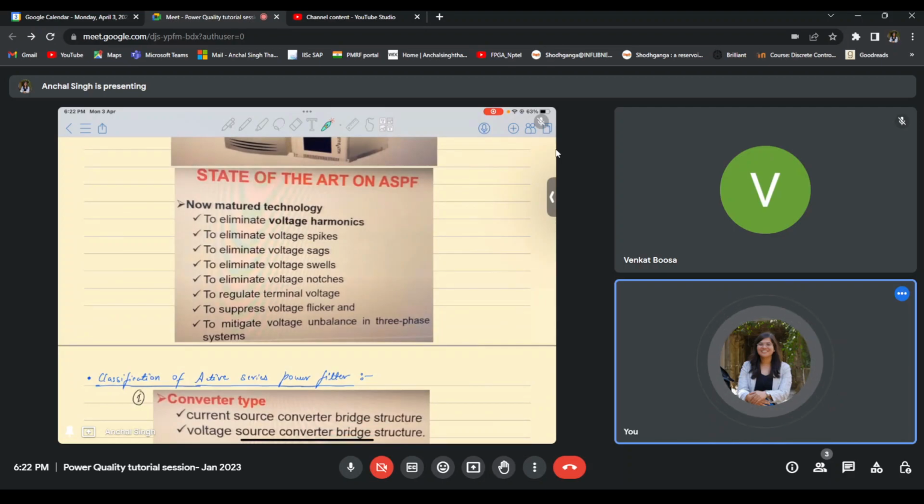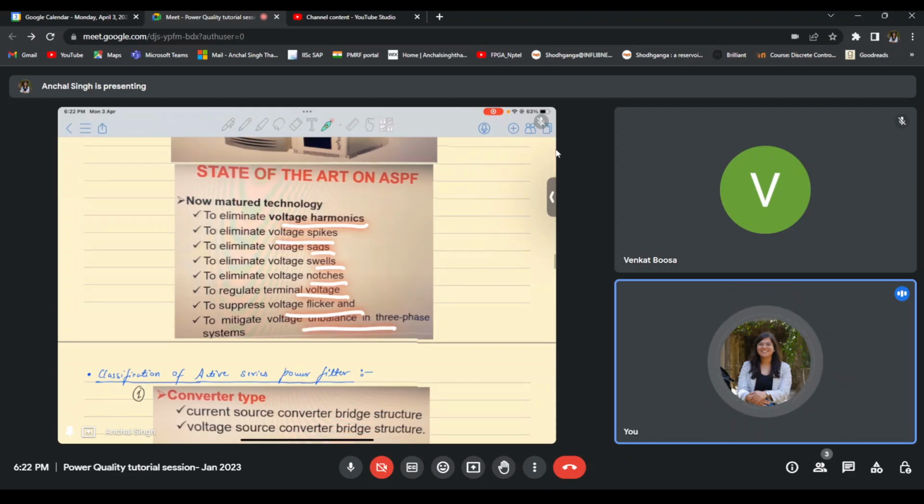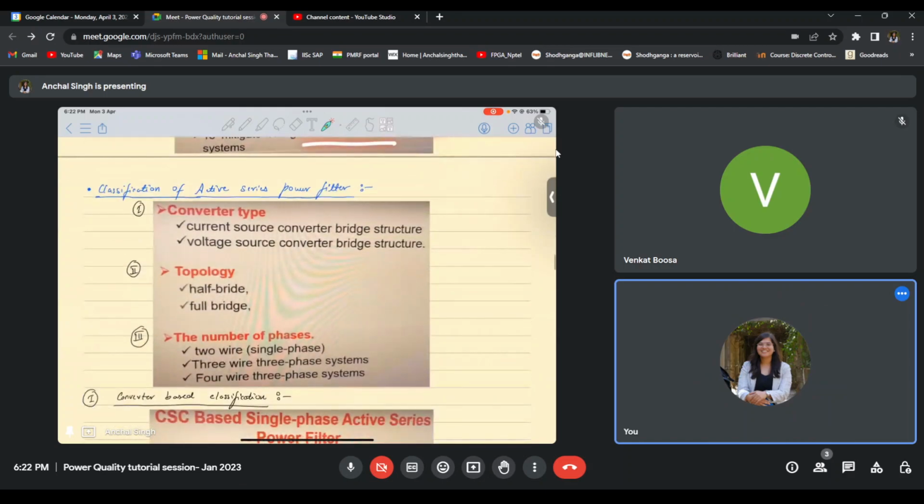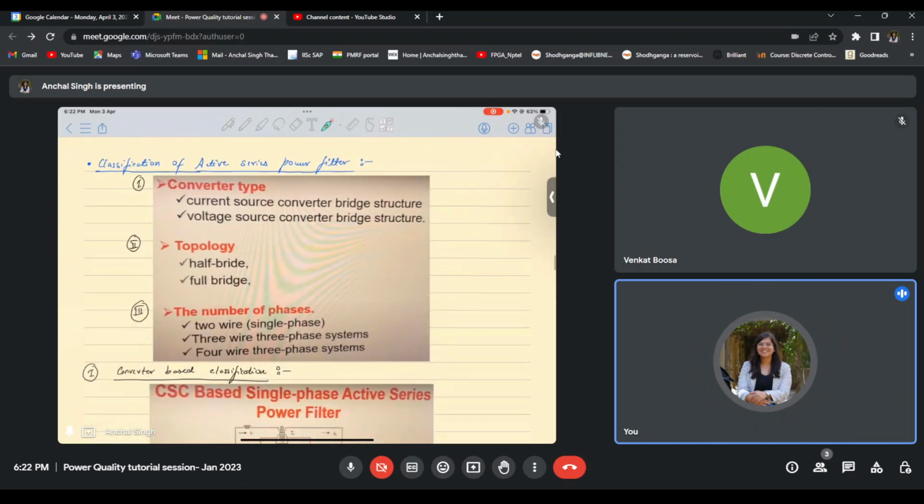So when we look at the state of the art of active series power filters, they are able to take care of voltage harmonics, voltage spikes, sag, swell, notches, terminal voltage flickering, and unbalance. All these things can be taken care of at once. And similar to the classifications we have been studying so far, active series power filters can also be categorized based on the type of converter, the topology, or the number of phases.